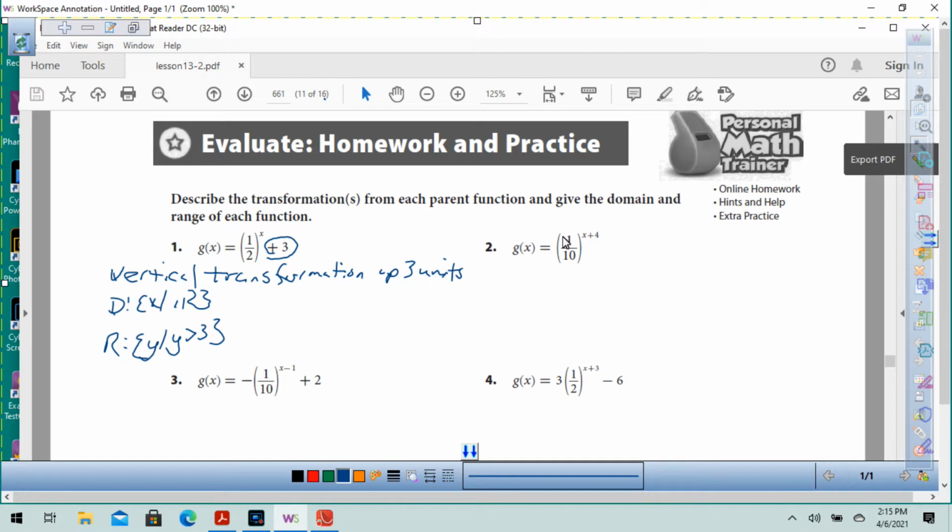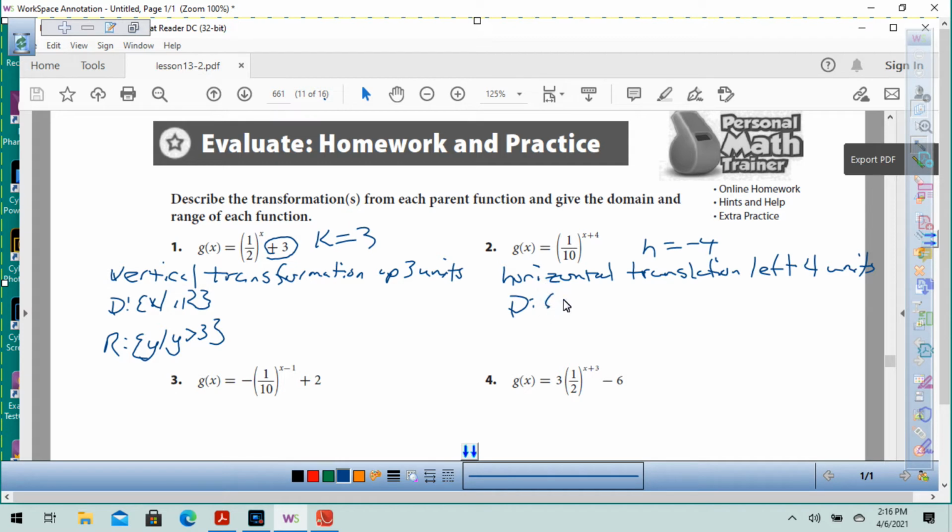All right, let's take a look at number 2. If you notice here, we've got h equals -4. That's going to be a horizontal translation, and negatives send it left 4 units.